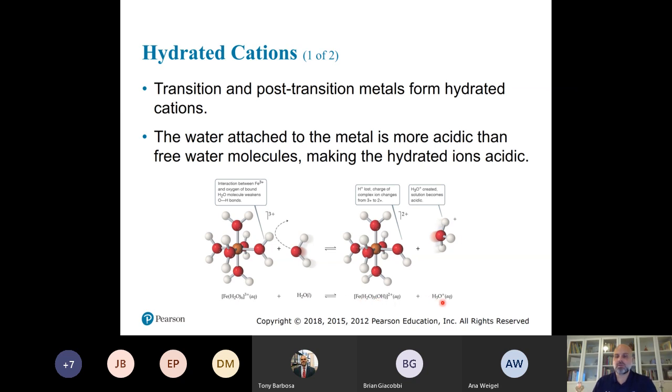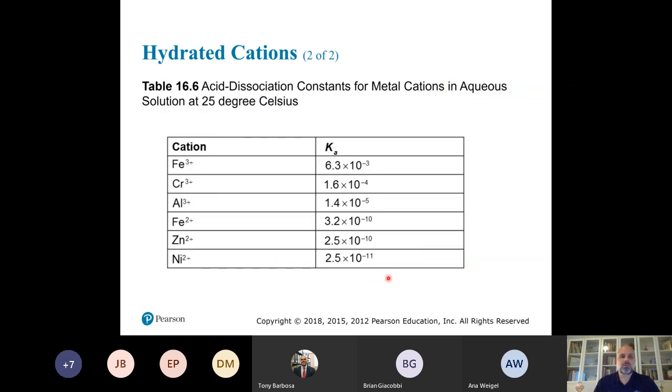So each of these individual transition metals and post-transition metals have an acidity associated with them. And that's what we see, some of the Kas of the individual hydrated transition metal ions. So you can see iron 3+ has a Ka of approximately 6.3 times 10 to the minus 3. Right, so we're talking about the iron 3+ as a relatively acidic proton. It's a weak acid, but it's on the stronger side of weak acids. Chromium 3+, 1.6 times 10 to the minus 4. Aluminum, 10 to the minus 5.